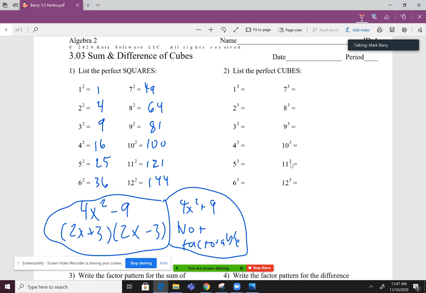Okay, so 1 cubed I think is really easy. It's a 1. Okay, 2 cubed, 2 times 2 times 2 is 8. Good. 3 to the 3rd power is 27. So 3 times 3 is 9. And then times 3 one more time is 27. 9 times 3 is 27. 4 times 4 is 16. And then times 4 one more time is 64.